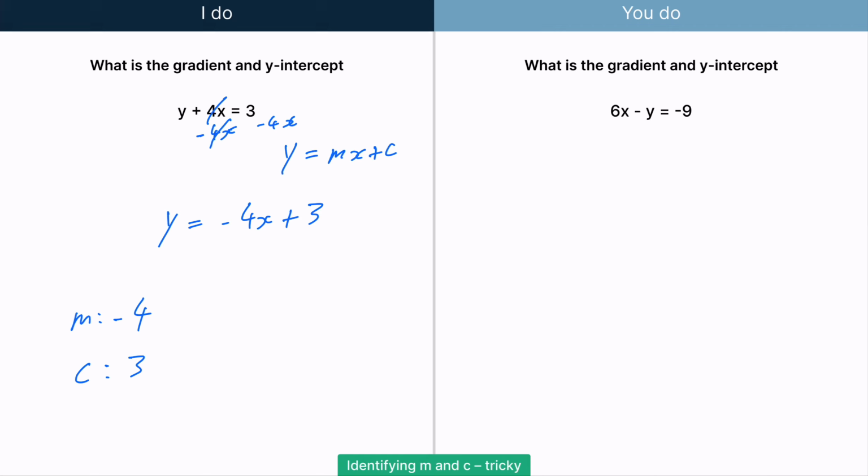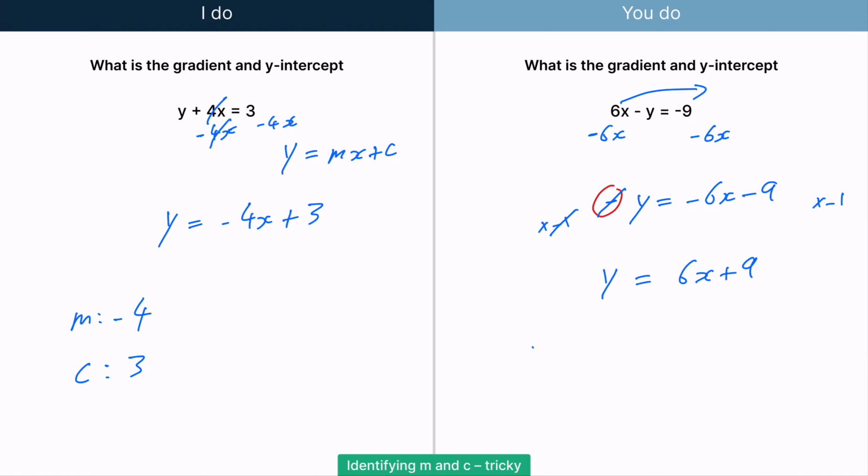So again, with this one here, we can move over the 6x, so it's a positive 6x here. So we subtract 6x from each side, and I will get -y is equal to -6x -9. And now all I need to do is get rid of this negative sign, because it's y is equal to mx plus c. Okay, we just want y on its own. So if I multiply each side by -1, I get y, so that negative sign cancels out with the -1, and we get 6x plus 9. So I can say the gradient of this line is 6 and the y-intercept is 9.